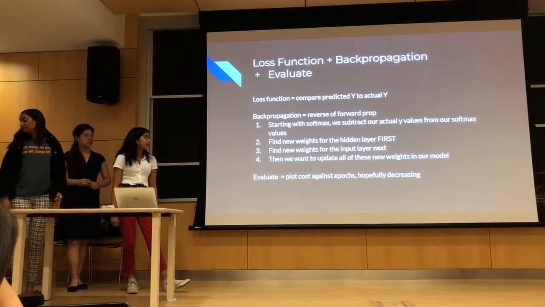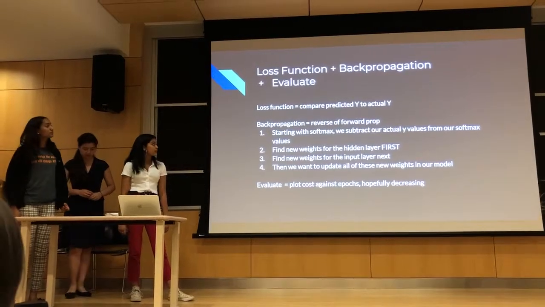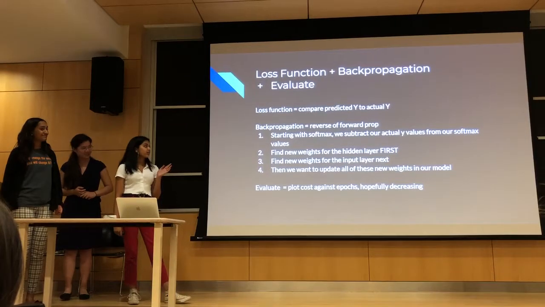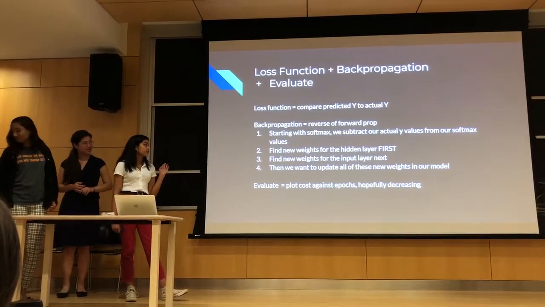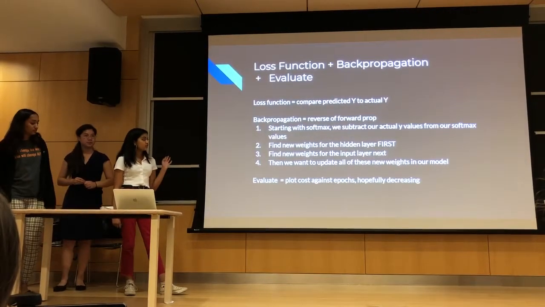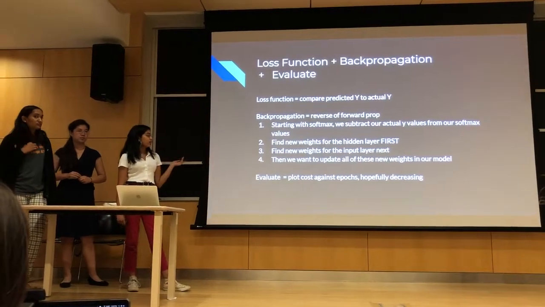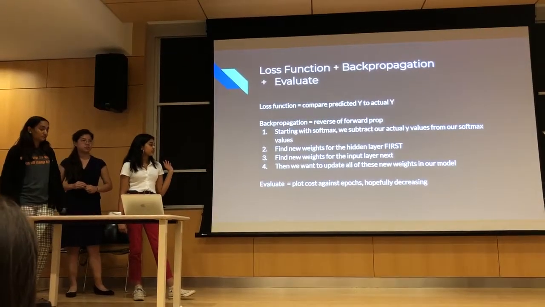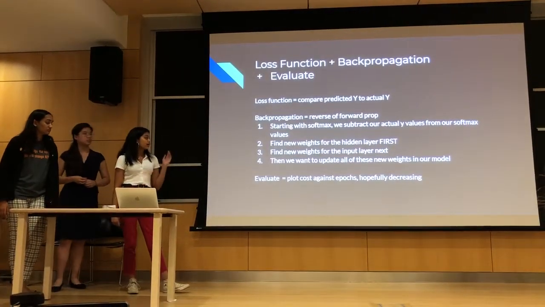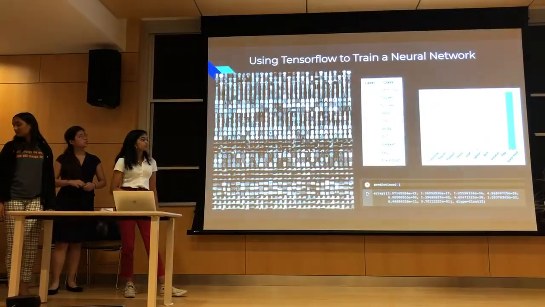So you're going back through it. You start with the softmax, and you subtract your actual Y values from your softmax values. And you find the new weights going backwards. So you go through the hidden layer and find those new weights, and then you get the new weights from your input layer. And then when you're going through your model again for the next time, you will use those new weights, and hopefully your loss will decrease. And that's basically what evaluate is. You'll plot epochs, which is the number of times you want to go through your model, against your loss. So hopefully that should be decreasing because you want your loss to get smaller.